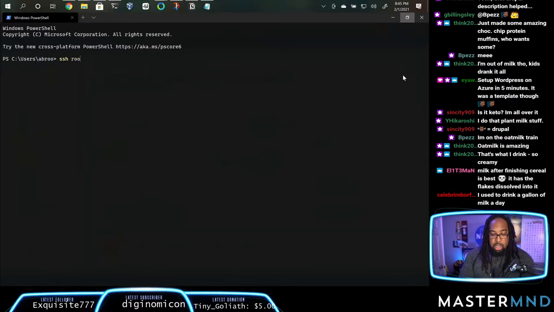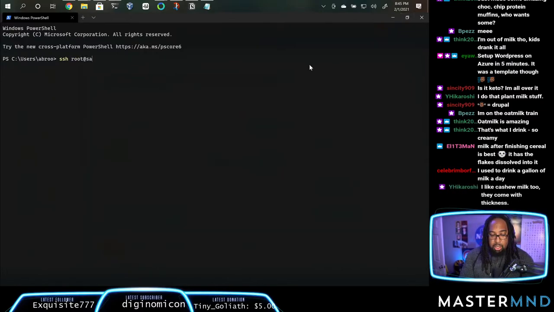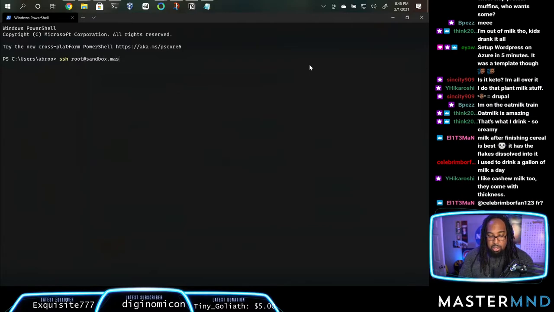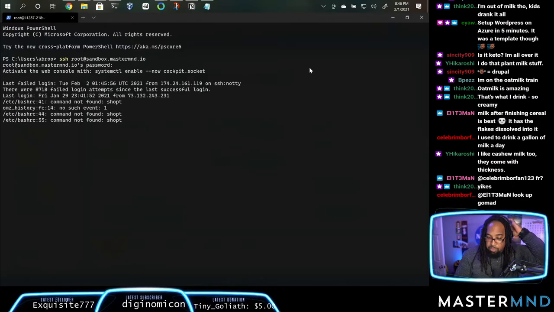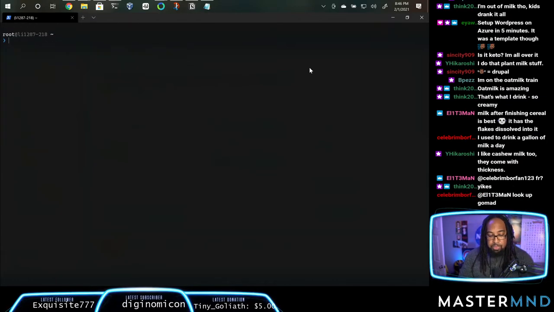Let's see, SSH root at... I'm just getting logged into my development server so I can actually do what I need to do. Come on. Typed that in wrong. I have a long password and I'm a terrible typist. So there we go. Whoops.